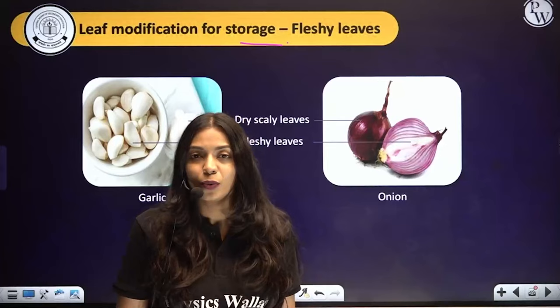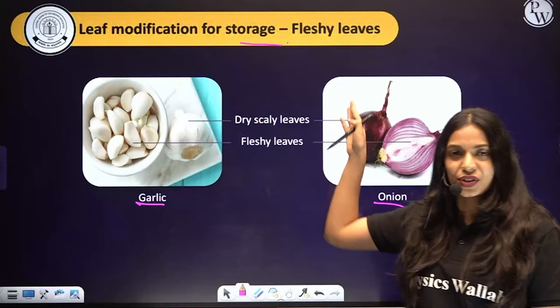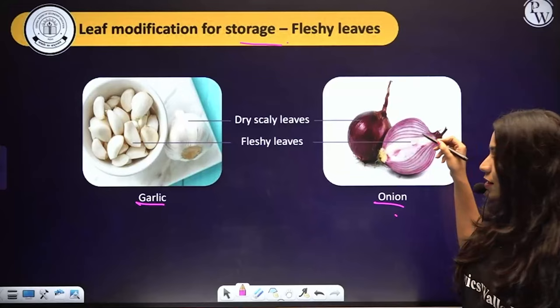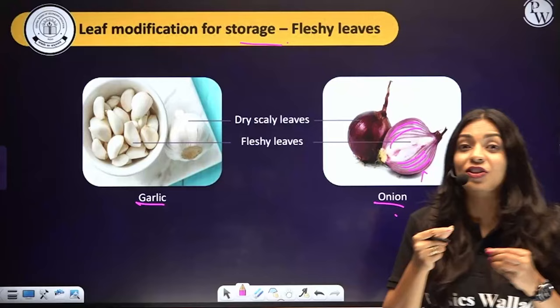So whichever part we consume in garlic and onion, in onion of course we consume the, what is it called, the shoot part that they use in Chinese cuisine. Spring onions, that also is definitely an edible part. But apart from that, these leaves, these parts that we consume in an onion, these are the fleshy leaves. Leaves have become thick and fleshy and that stores food.